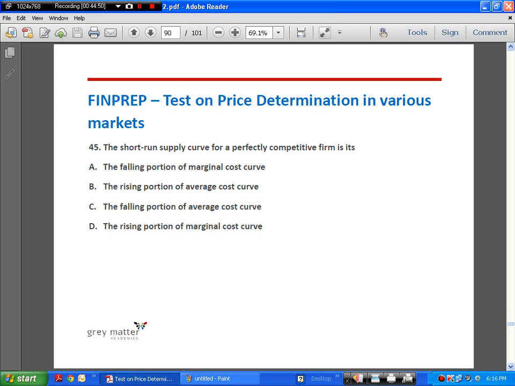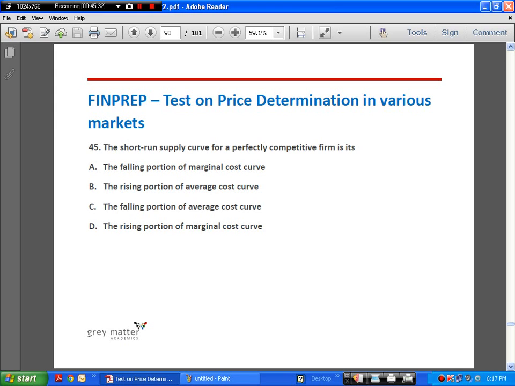45th question. The short run supply curve for a perfectly competitive firm is its. So we now have to identify in the short run what is the supply curve of a perfectly competitive firm. Now, the perfectly competitive firm has average revenue equal to marginal revenue, and it is parallel to the x-axis. The average revenue is nothing but the demand curve. So we already know the shape of the demand curve under perfect competition. Now, equilibrium happens where marginal revenue is equal to marginal cost.